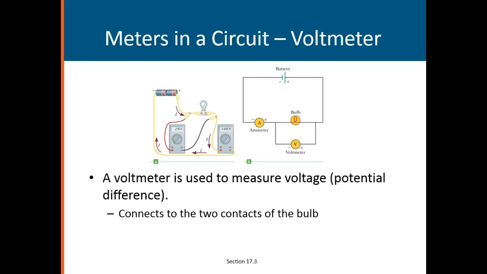Here's C. It goes from the positive side of the battery to the bulb. Again, the ohm meter, voltmeter and ammeter are not in the picture. Goes to the load. Then from here, goes directly back to the negative end of the battery. That's your C.